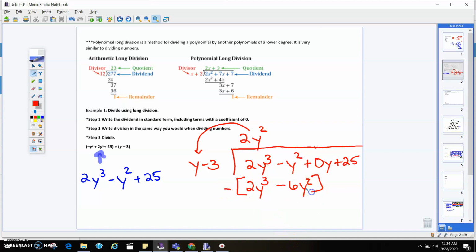And notice how I put brackets around what I just multiplied? Because everything's going to change its sign. These are going to cancel out. And negative y squared minus negative 6y squared is going to give me a positive 5y squared. And I'm going to bring all the rest of this down. So I'm going to ask myself, what times y will give me 5y squared? Well, 5y will. 5y times y is going to give me 5y squared. 5y times negative 3 is going to give me negative 15y. And I'm going to continue this on the next page.